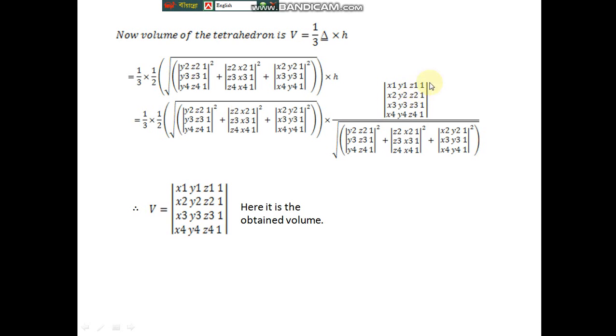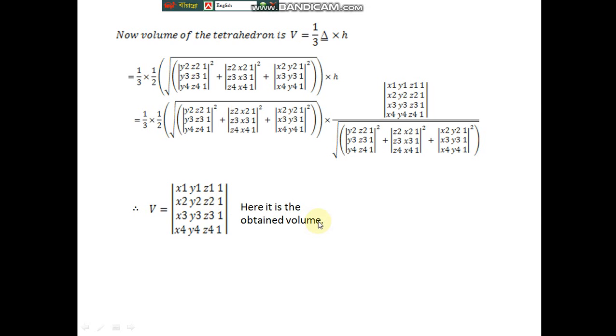Now in the numerator there is a determinant consisting of the coordinates of the 4 points, x1, x2, x3, x4, y1, y2, y3, y4, z1, z2, z3, z4, and a column consisting of 1, and in this way this determinant gives the volume of the tetrahedron ABCD.